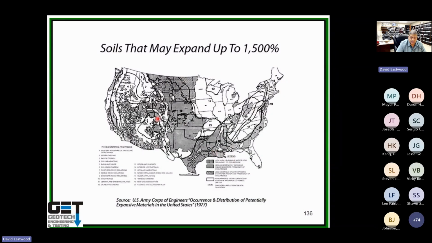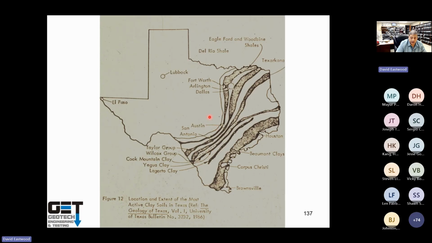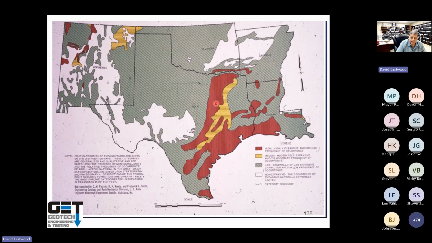These are the soils that may expand up to 1,500% in the U.S. So we have a lot of fat clays around the U.S. It's by Corps of Engineers. So when they did the land plan for Texas, they put Dallas, San Antonio, and Austin in areas where we got a lot of fat clays and gumbo clays, and El Paso, Lubbock, they got a lot of sandy soils and caliche type stuff. Again, you got the fat clays you can see.